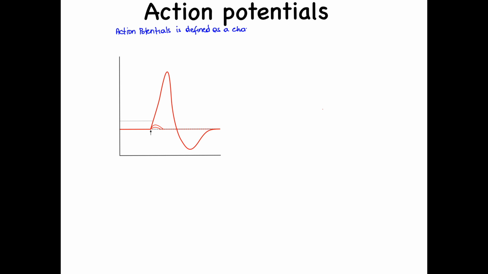In this video, we'll be looking at action potentials. An action potential is defined as a change in the charge of a neuron or muscle cell. Now, this video will be useful for students studying AQA A-level biology and those studying applied science at BTEC.